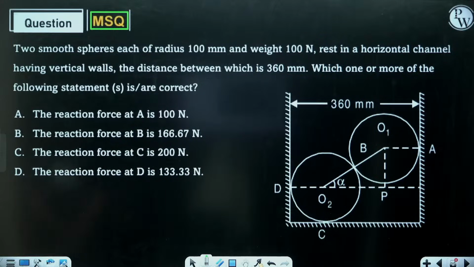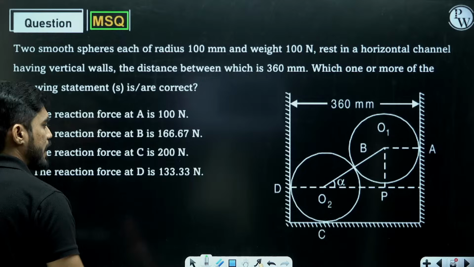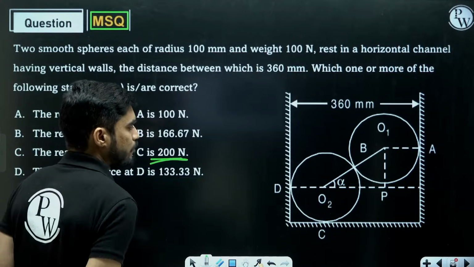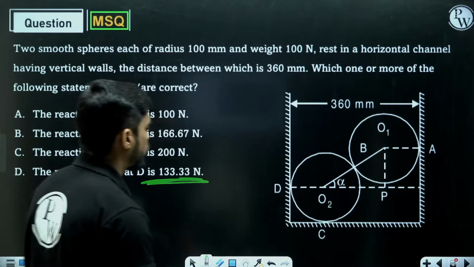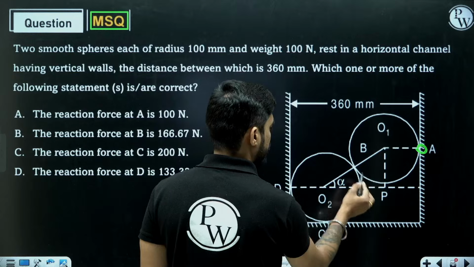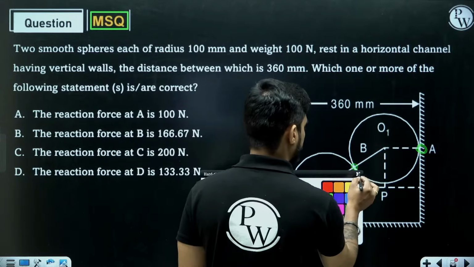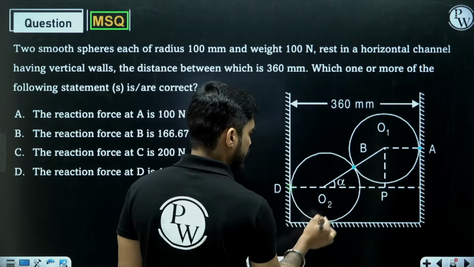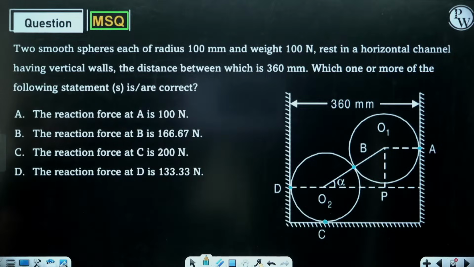You have four statements. Reaction at A is 100 Newton, reaction at B is 166.67 Newton, reaction at C is 200 Newton, and reaction at D is 133.33 Newton. In this problem, they are asking you to find the reaction here, here, here, and here. This is the B point. So A, B, C, and D. How to solve this problem?